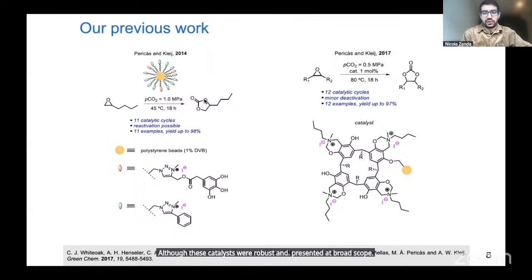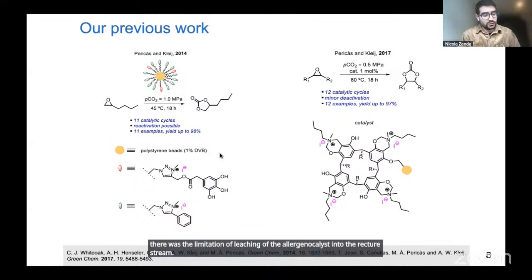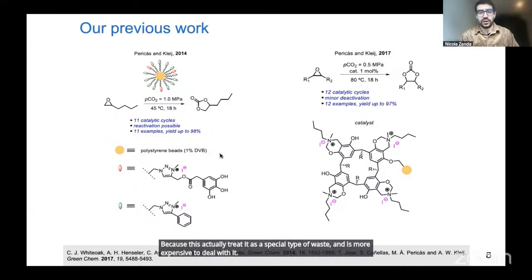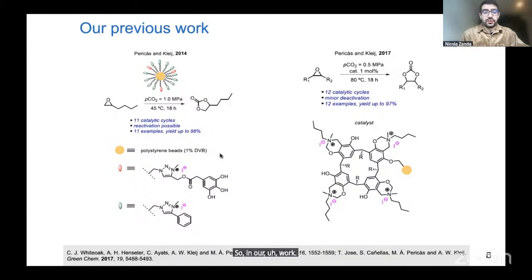there was the limitation of leaching of the halogen co-catalyst into the reaction stream. And since what we wanted to do at the end was to have a possible future industrial process, we wanted to avoid the halogen waste stream, because this is treated as a special type of waste and is more expensive to deal with. So in our work, we wanted to focus on purely basic catalysts without any co-catalyst that could leach into the reaction stream.